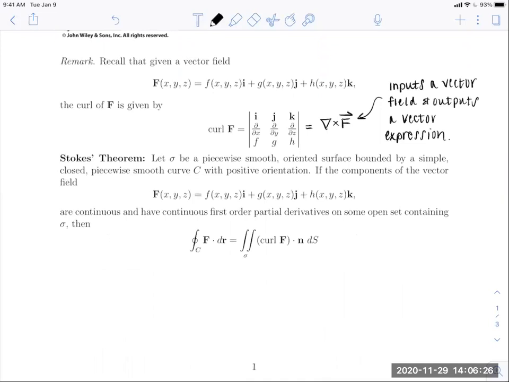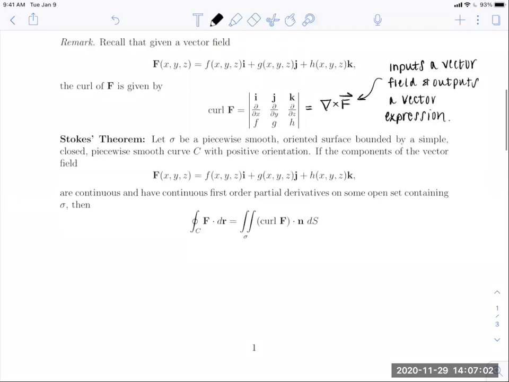It says, let sigma be a piecewise smooth oriented surface bounded by a simple closed piecewise smooth curve C with positive orientation. If the components of the vector field are continuous and have continuous first order partial derivatives on some open set containing our surface sigma, then the line integral over the piecewise smooth curve C of F dot dr can be expressed instead as the surface integral of the curl dotted with n dS. So we need to remember how to compute surface integrals throughout this section.